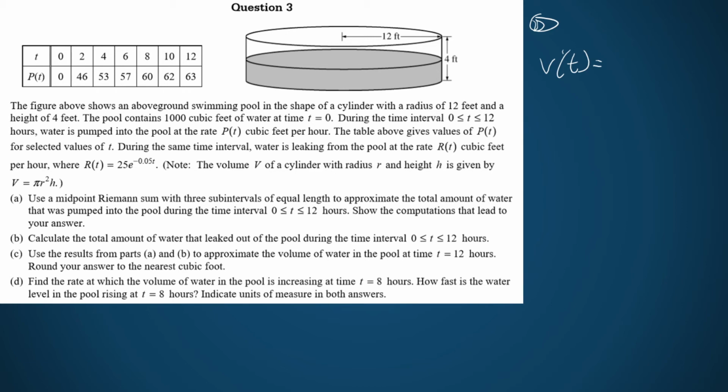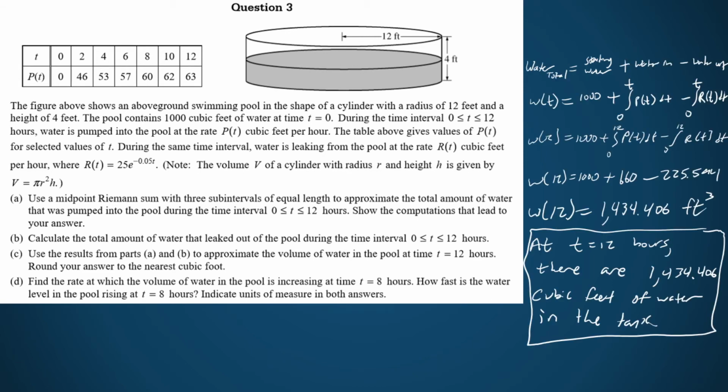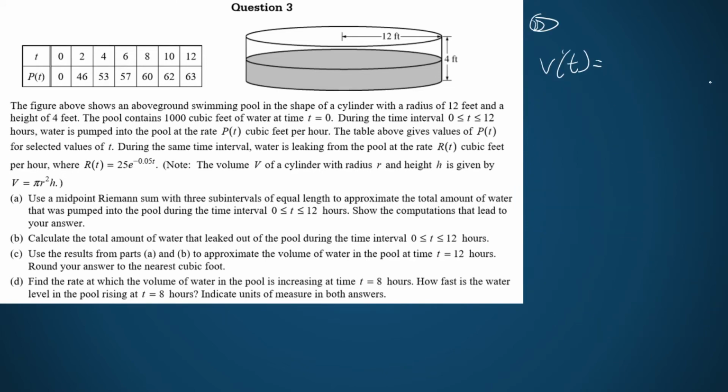The derivative of the equation before from the volume. If we did that, the derivative of 1000 would be a constant, that's 0. The derivative of this integral would be my original rate, which is P(t). And the derivative of this integral would be my original rate, which is R(t). So this is just P(t) minus R(t).